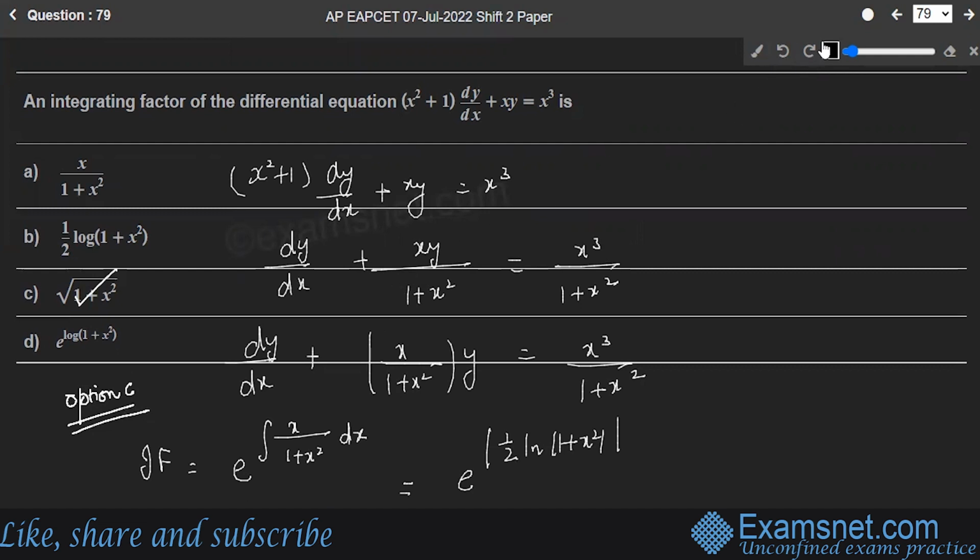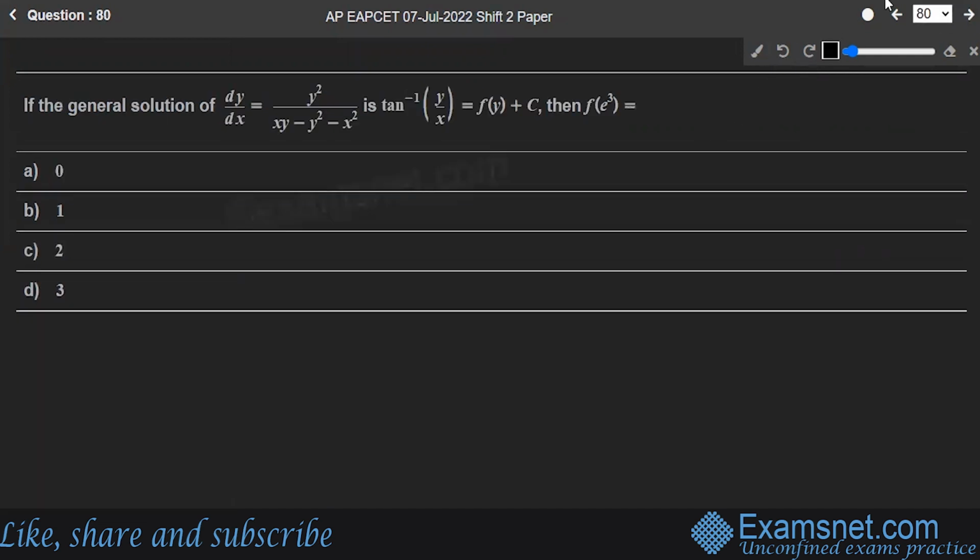Hope you're clear with this. Then let's move to the last question, the mathematical question of this question paper. So let's start with it.